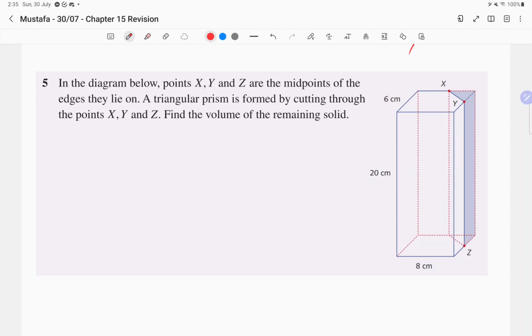Yes, you can do that. So 6 times 8 times 20. And then, how do we get the volume of the smaller one? What shape is it? Triangle. Yeah. Triangular prism.